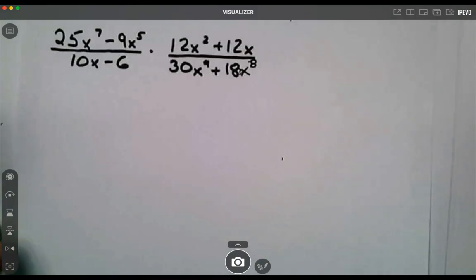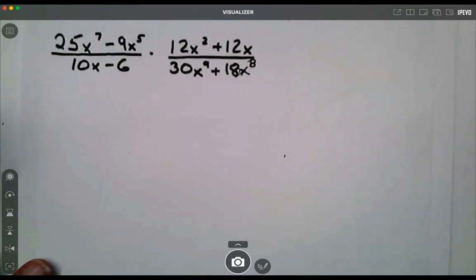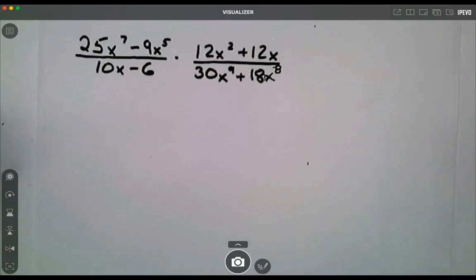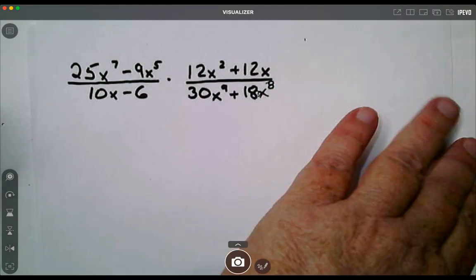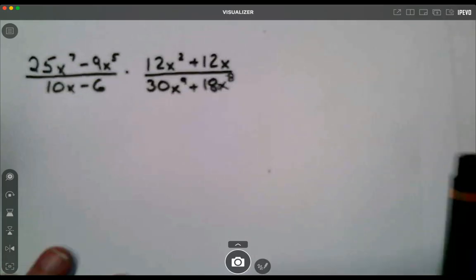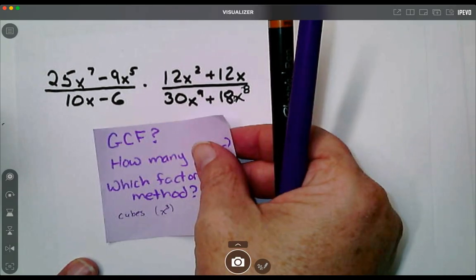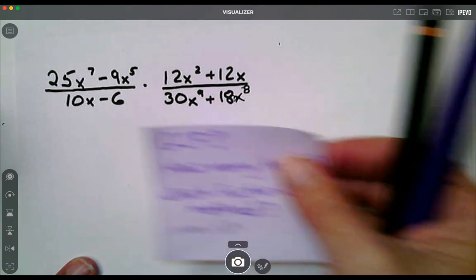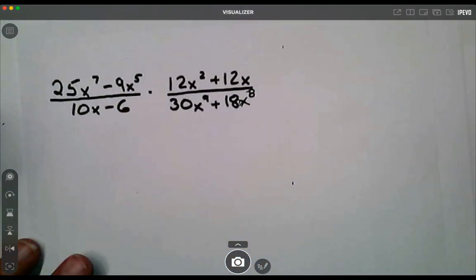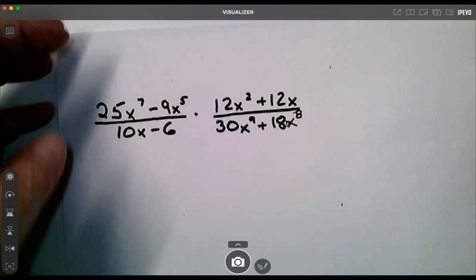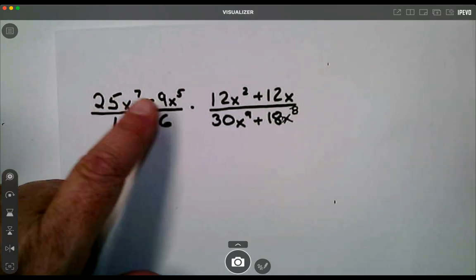Another multiplication problem. Ooh, lots of things with 2 terms. So the first thing we're going to ask ourselves is about the greatest common factors. That's the first thing we have to do. So let's look at 25 and 9.